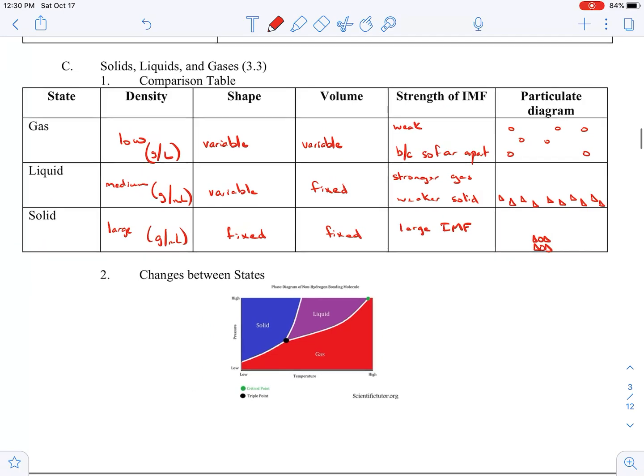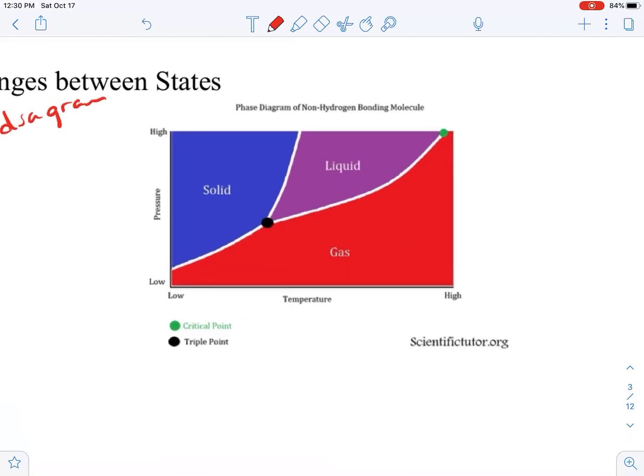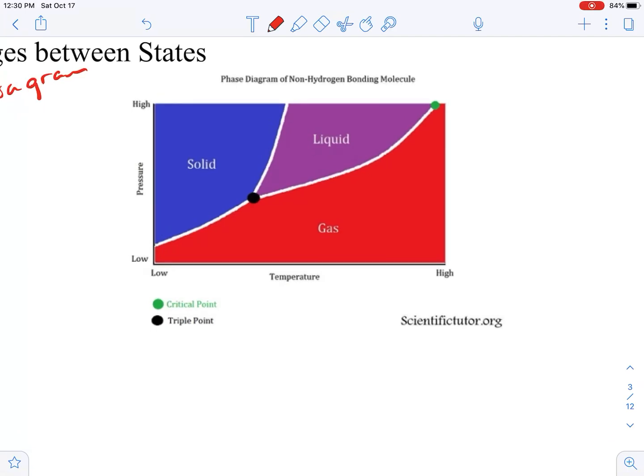One last thing for this little section, and this is actually review. Allegedly, I don't know if it's review for you or not, but we're just going to take a quick peek at this. This is called a phase diagram. AP Chemistry doesn't ask about it, but they used to, so it's probably a little bit worthwhile. We're going to blow this up just a little bit. This is a phase diagram of a non-hydrogen bonding molecule. That's not really that important.